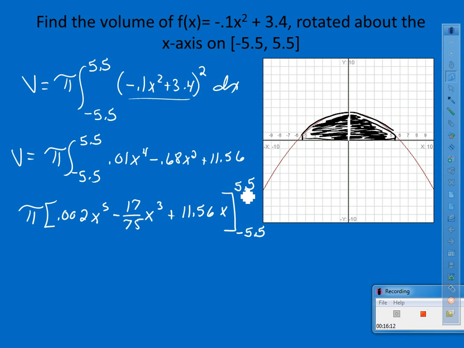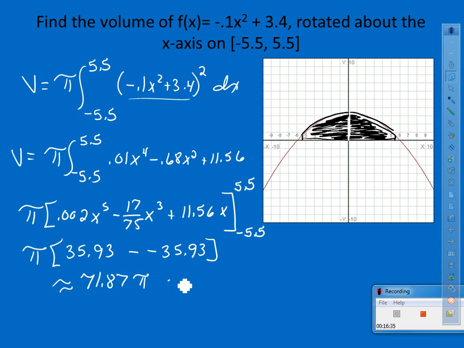Hey, I have all the faith in the world in you that you could run that number through minus that number through. When I did that earlier, I had pi times 35.93 minus negative 35.93 approximately. So my approximate volume of this football, 71.87 pi, which is approximately 225.78 cubic inches. I snuck in the cubic inches because I knew I was talking about a football.